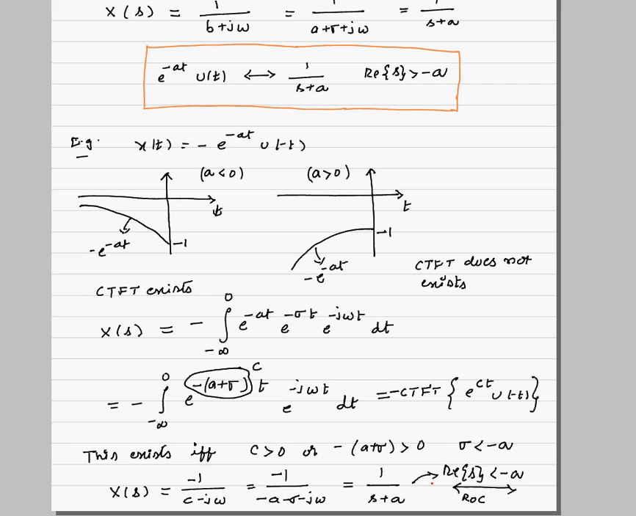Okay, so let us summarize the two results. Let us summarize this first. What we have seen is that minus e power minus at u of minus t will have again 1 by s plus a as a Laplace transform with ROC real part of s less than minus a. So again this is an important result, so let us put that in a box.